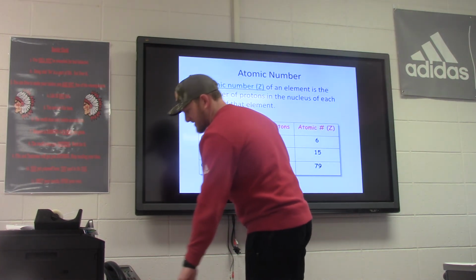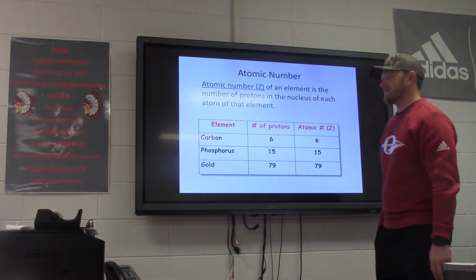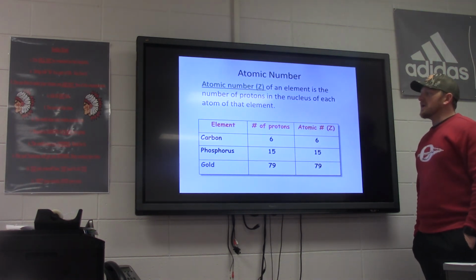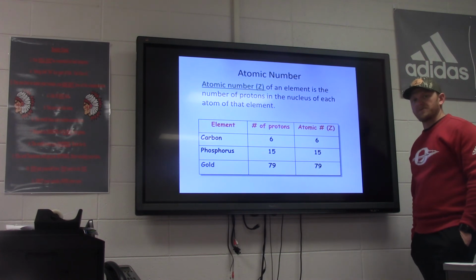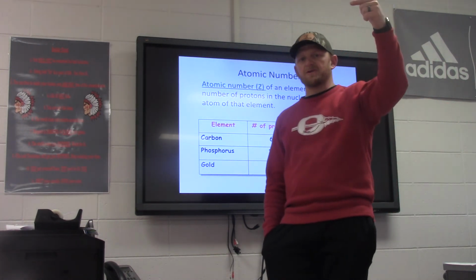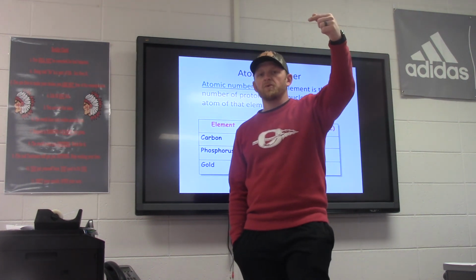We know how to find the atomic number. The atomic number of an element is the number of protons in the nucleus of each atom. So, to find the atomic number when we look at the periodic table, the top number is always the atomic number. You learned that in Miss Manger's class when you were in the 8th grade.